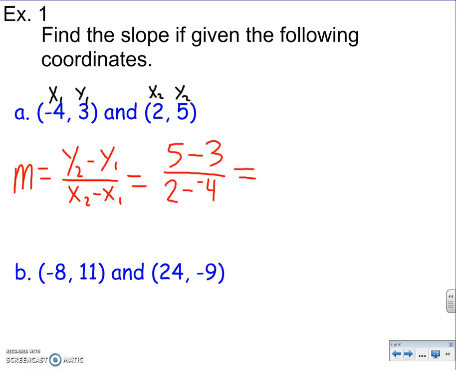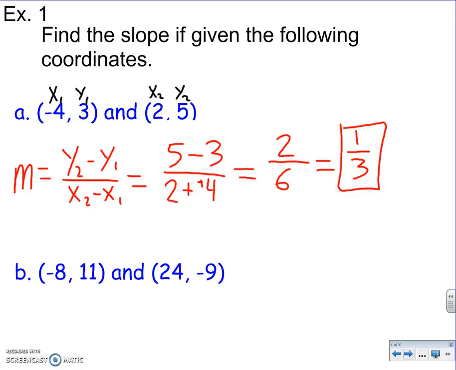When I subtract the negative, it's really adding. 5 minus 3 is 2 over 2 plus 4 is 6. Reduce that fraction, you get 1/3. That's my answer. The slope of this line that has those 2 points is 1 over 3.